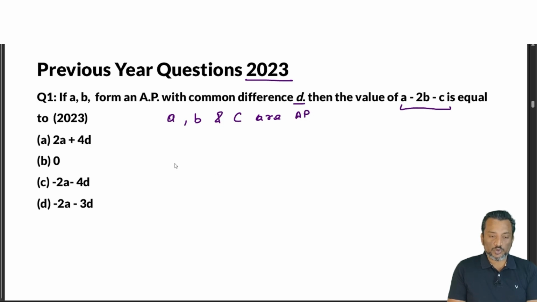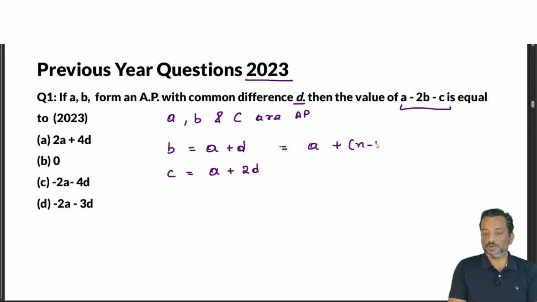Here we can say the common difference is d. So we can say b is equal to the first term plus the common difference d, and c is our third term. So we can say c is a plus 2d. You know in an AP how we find the second term? The term is found by a plus n minus 1 into d. Based on that we are getting this equation. In the same way, we are getting the second equation.